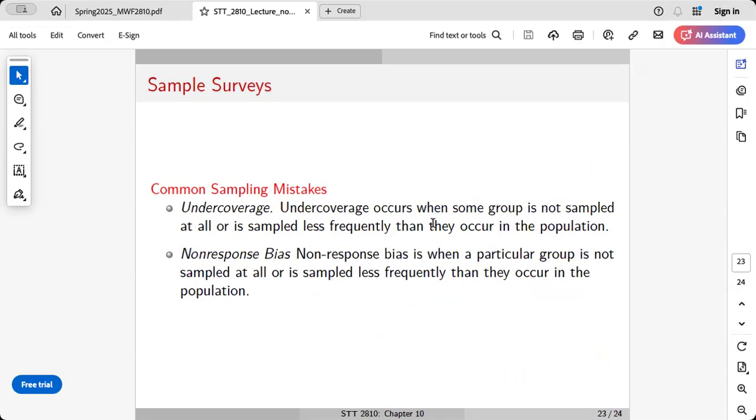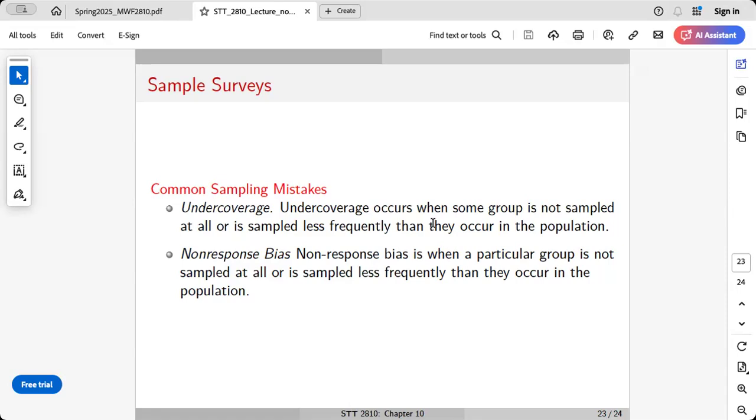And then, to avoid that, there is also undercoverage. Undercoverage occurs when some group is not sampled or is sampled less frequently than others. If you want to get responses about students in this university and decide to speak only to freshmen or juniors, there are seniors and other people too. It's very important that you include them in your survey. So you should try to avoid undercoverage.